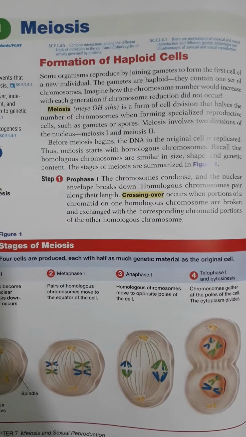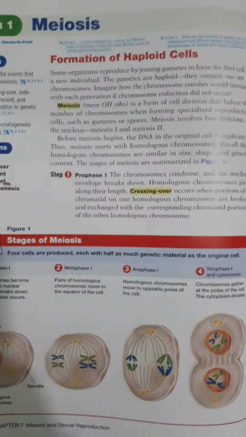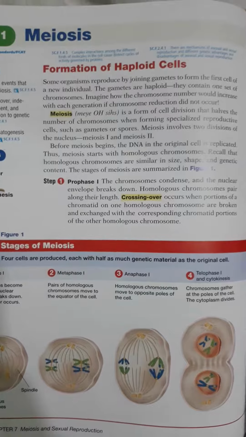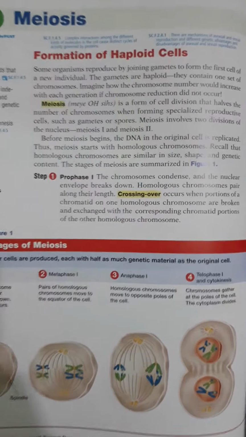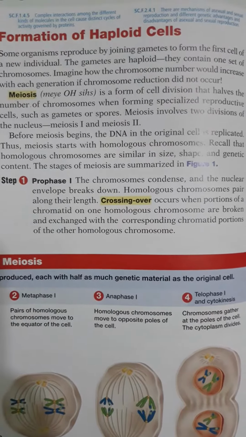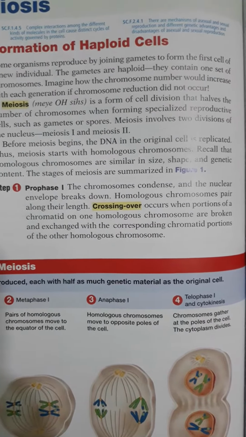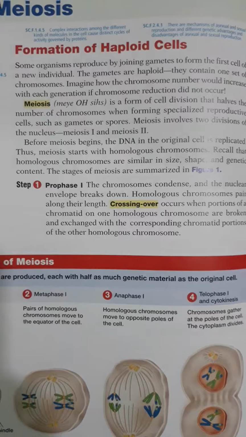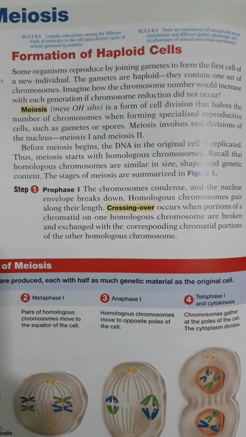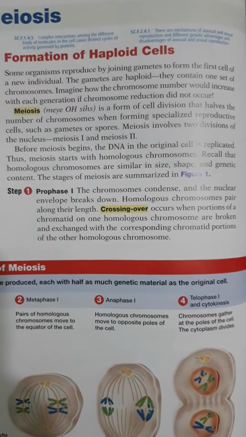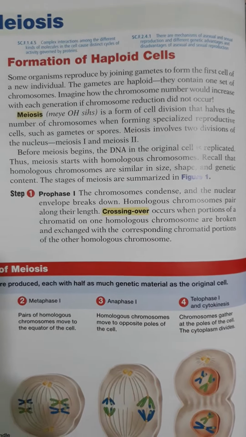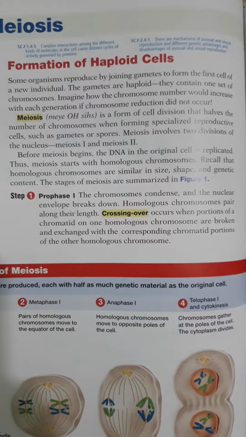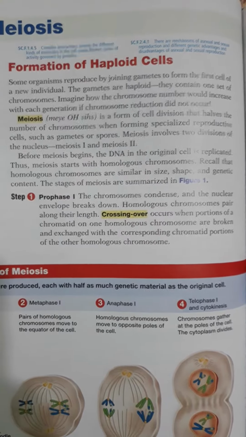Today I will discuss meiosis. So, formation of haploid cells is called meiosis. Some organisms reproduce by joining gametes to form the first cell of a new individual. The gametes are haploid, they contain one set of chromosomes. Imagine how the chromosome number would increase with each generation if chromosome reduction did not occur.